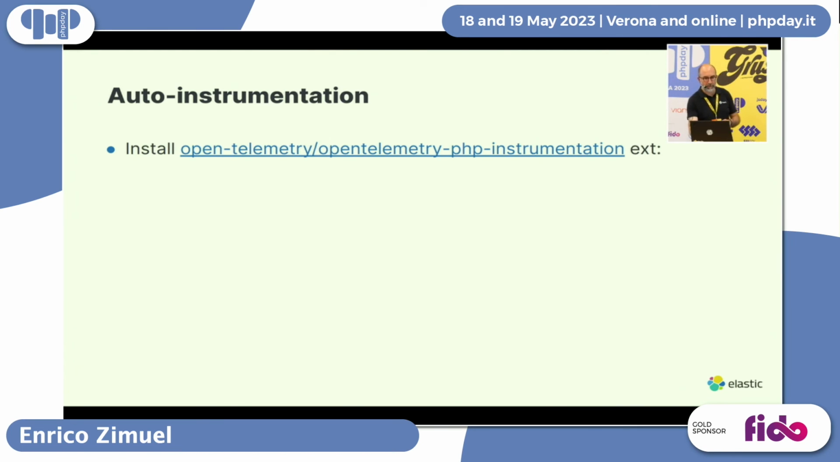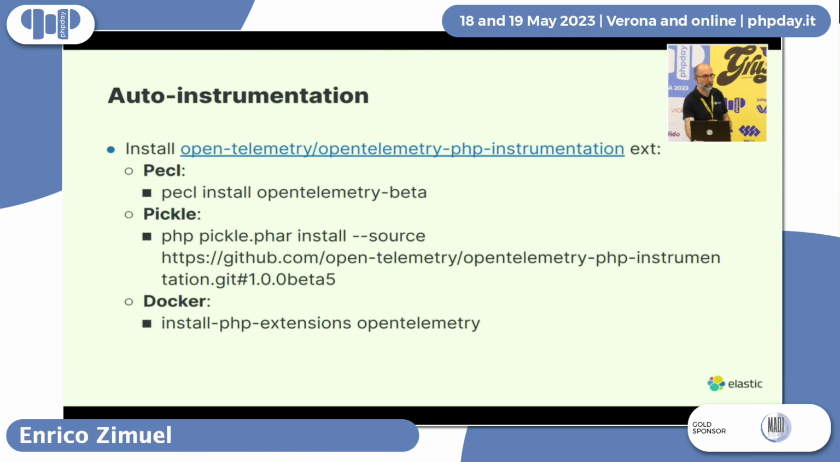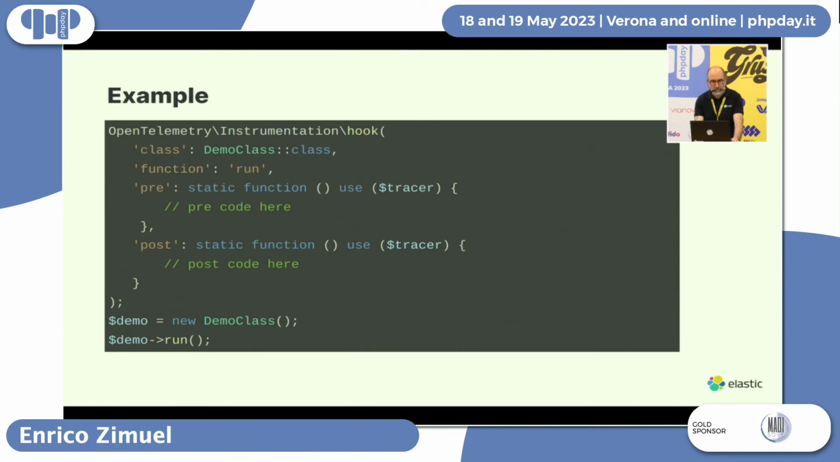Okay, let's discuss now the more interesting, I would say, the auto-instrumentation, because manual is okay. It's kind of a library, but again, we need to change our code, right? And hopefully we don't want to. So you have to install this extension that I mentioned. We provide Pickle, even Docker, so you can choose the best solution for you.